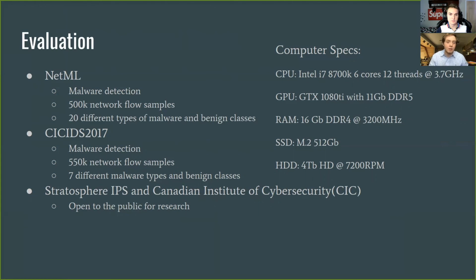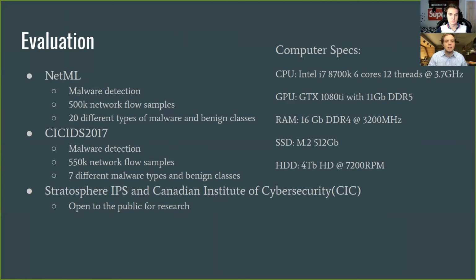The NetML data set is made for malware detection, and it consists of 500,000 network flow samples. Within those flow samples, there are 20 different types of malware and benign classes. The CICIDS data set is also for malware detection, with 550,000 network flow samples, so a little bit bigger. Within that, there are 7 different types of malware and benign classes. Benign classes being good classes, non-malware.